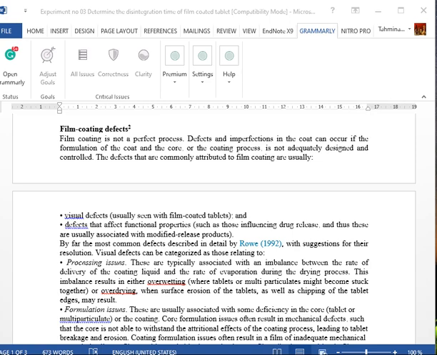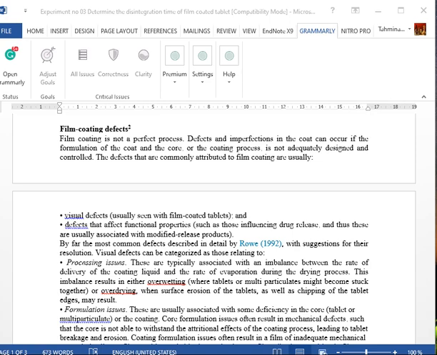Visual defects can be categorized as those related to... [Hindi: he described some visual defects in 1992 and suggested some resolutions.]